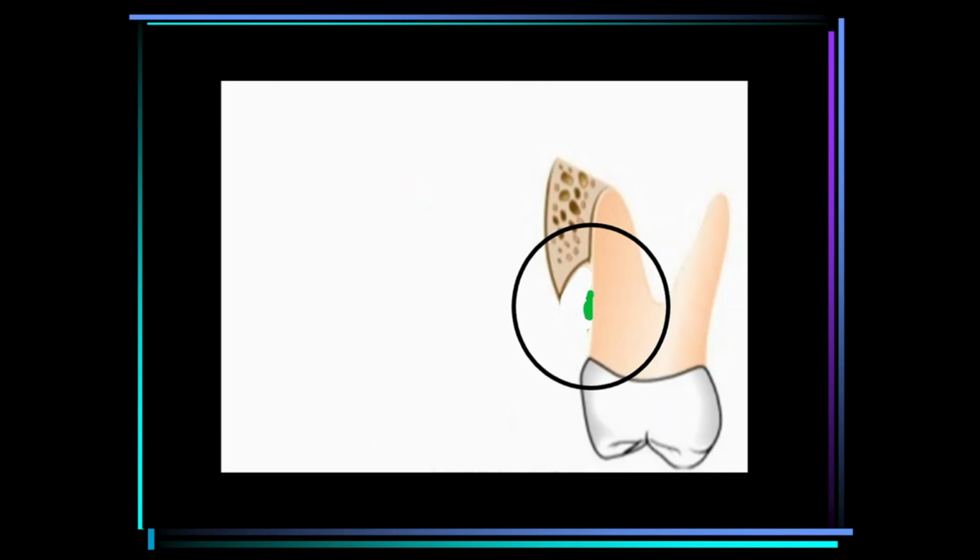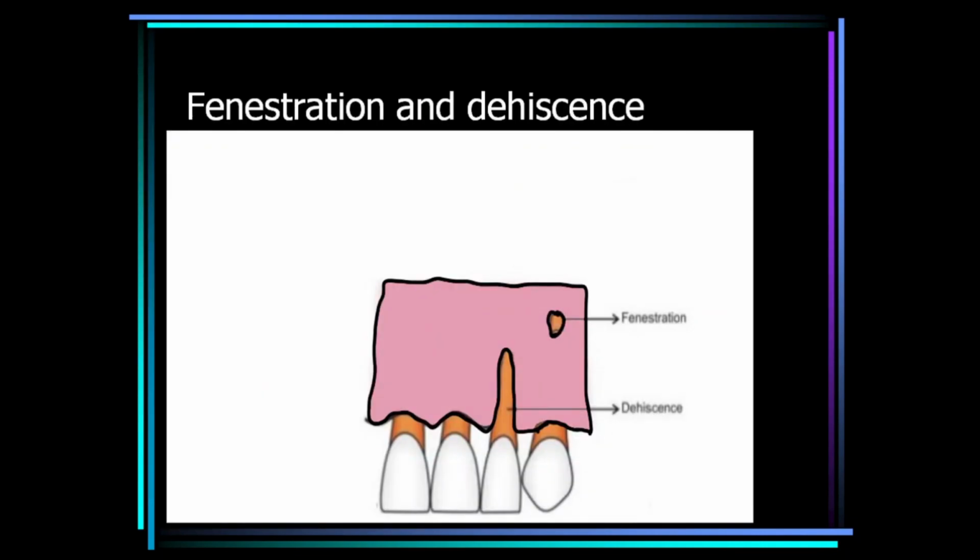Okay, let's continue our lecture. Coming on to fenestration and dehiscence. What is fenestration? Fenestration is various holes. The outer area is intact but there is a hole in between.